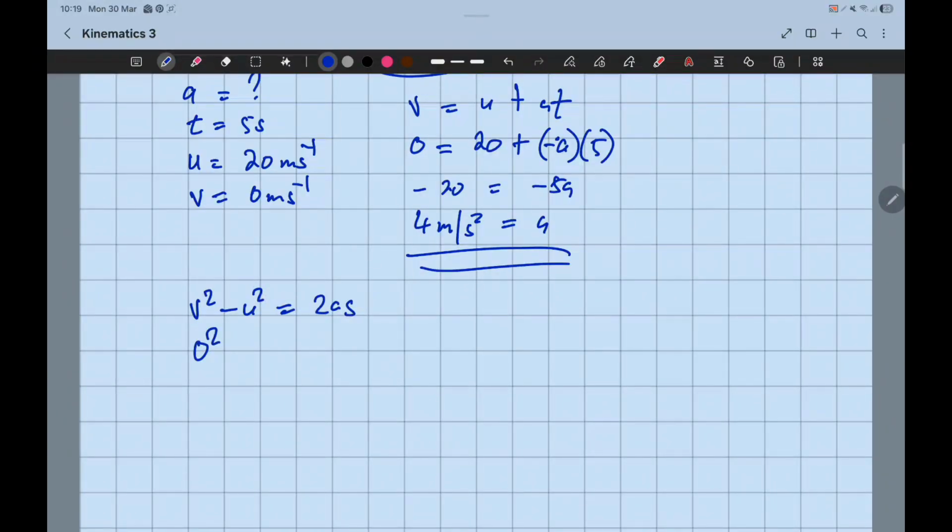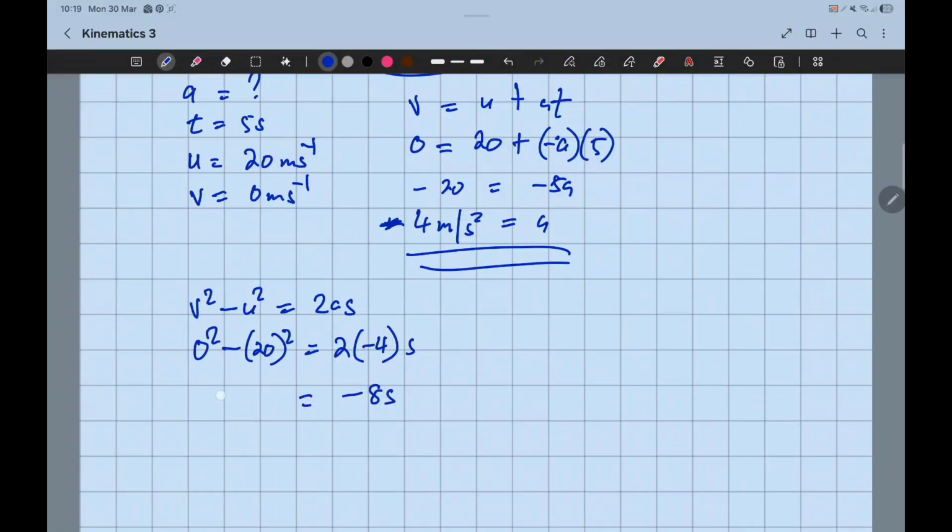V squared, which is 0 squared, for phase number 3, minus u squared, which is 20 squared, equals 2 times negative 4. The acceleration is -4, but since it says it's deceleration, when you write deceleration you don't put a negative. So -4 times s. So negative 8s is equal to negative 400. So s is equal to 50 meters.